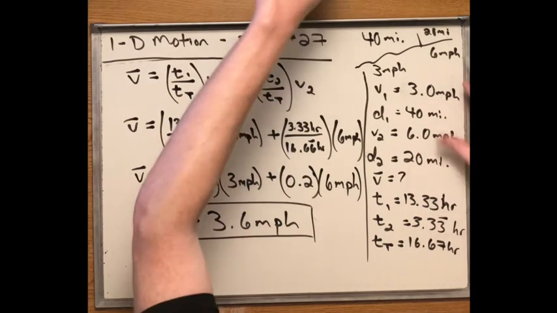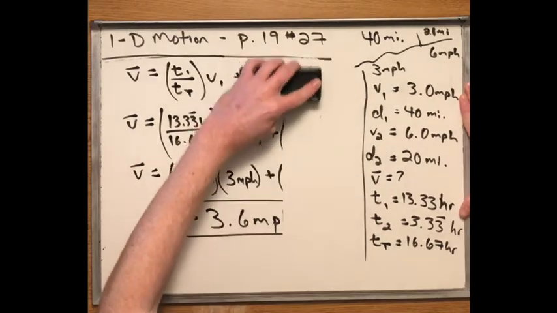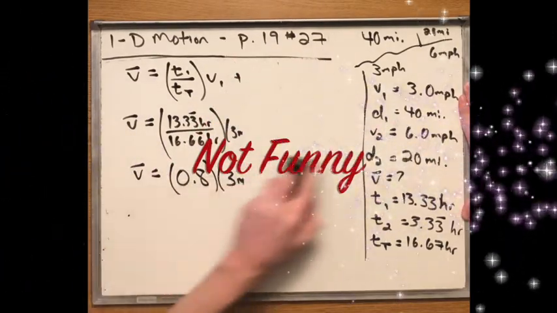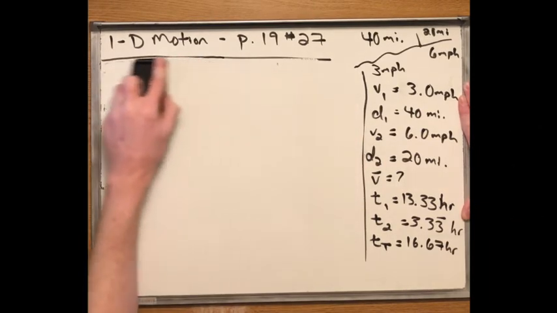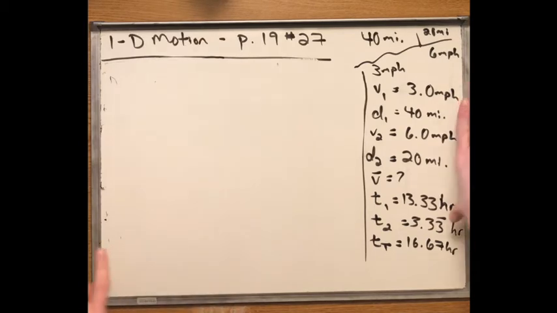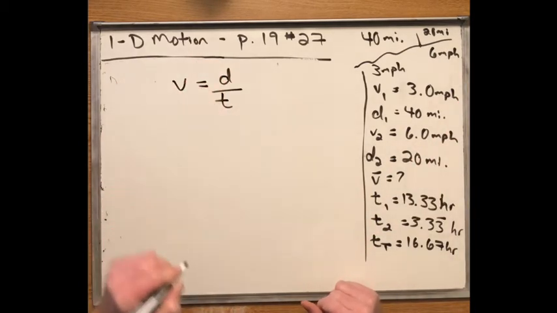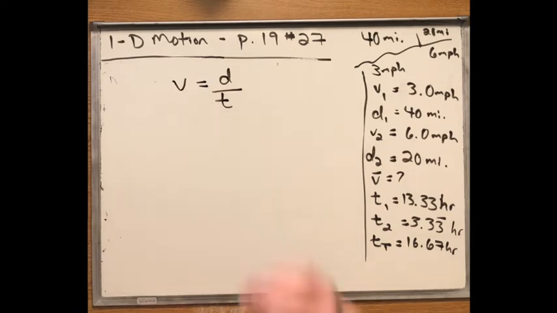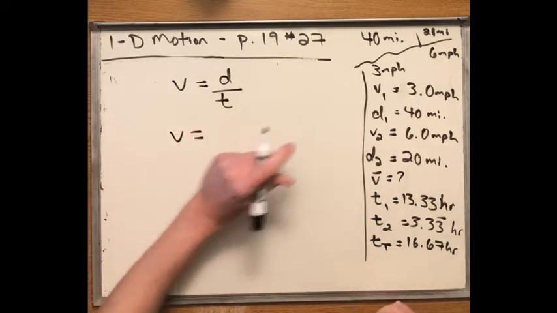Well, at the end of the day, if you really want to be that annoying, it's a joke obviously, we can always go back and confirm the answer here using our good old-fashioned v equals d over t. Average speed is a ratio of distance to time. And so at the end of the day, we can always do this.